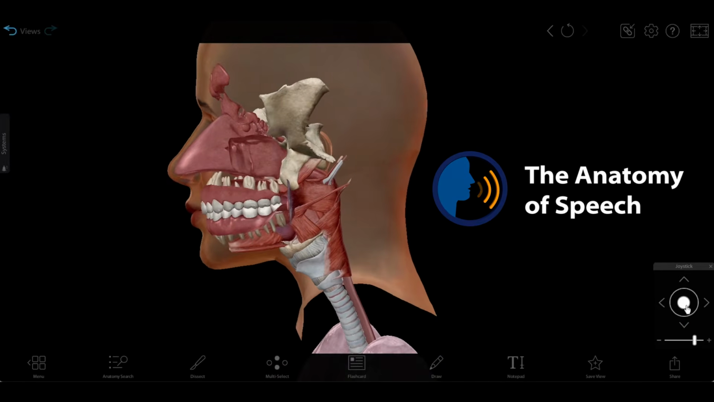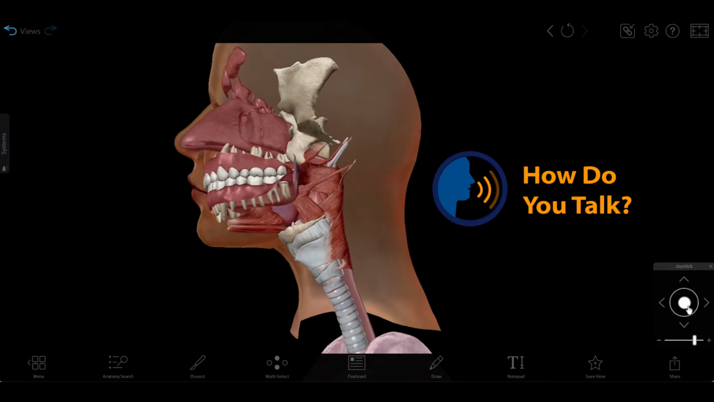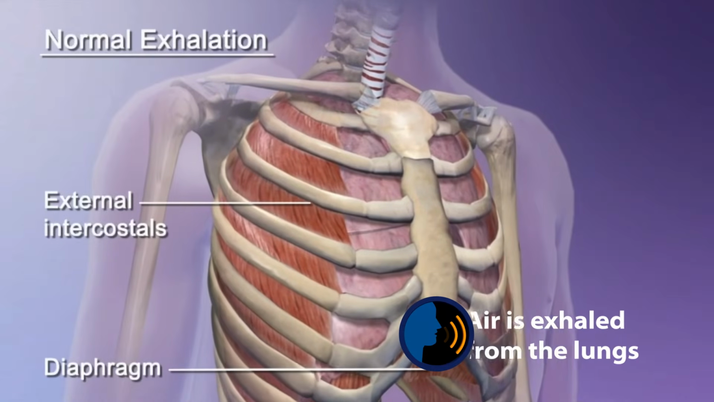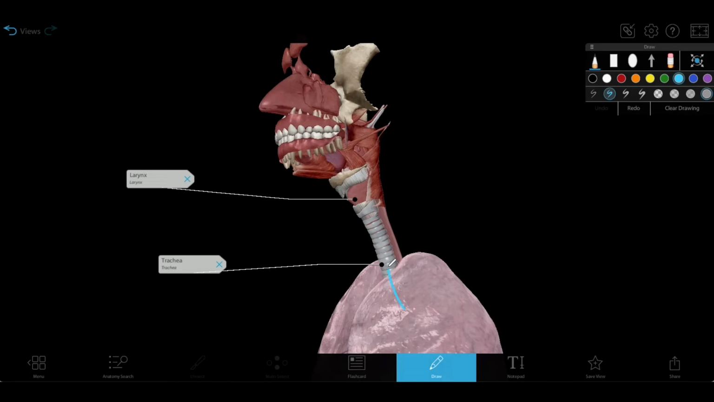The vocal tract is a highly specialized set of structures in the mouth and upper respiratory system that enables humans to do one of the things we do best: talk. Talking starts with air being exhaled from the lungs. This air travels up into the trachea and then passes through the larynx, which sits at the top of the trachea.